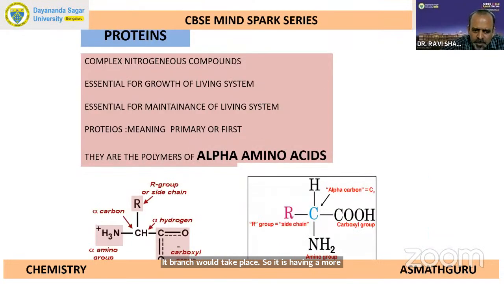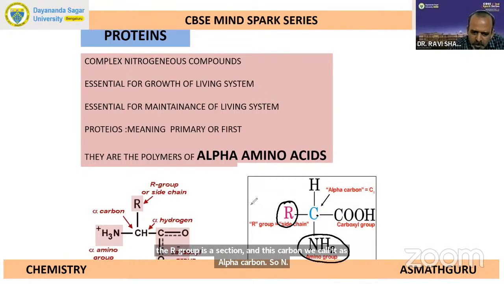Then coming to amino acids. Okay. Amino acids are made up of both an amino group and a carboxyl group. And they're the ones which make protein. Here, the R group is a side chain. And this carbon we call the alpha carbon. So NH2 is attached to the alpha carbon. So these amino acids are also known as alpha amino acids.